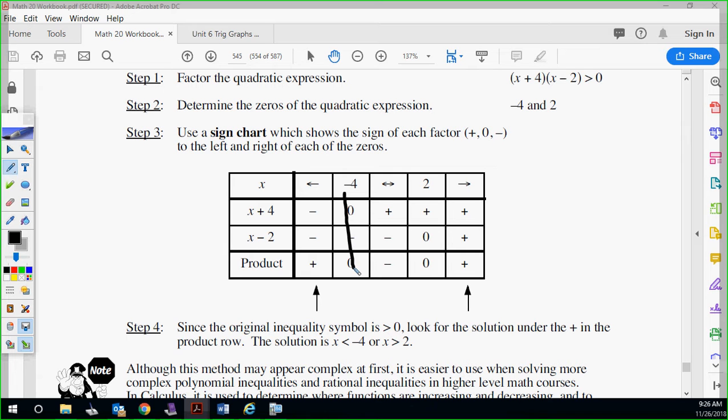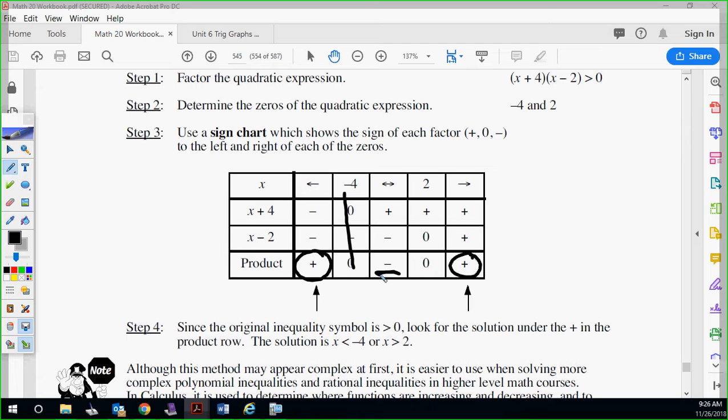Between the two, let's try 0. 0 plus 4, is that positive or negative? Positive. 0 minus 2, negative. Positive times a negative is a negative. The 0 again doesn't really help you that much. Try 3. 3 plus 4 is positive 7. 3 minus 2 is positive 1. Positive times positive is a positive. So here are your intervals. This is your positive sections. There's your negative section.